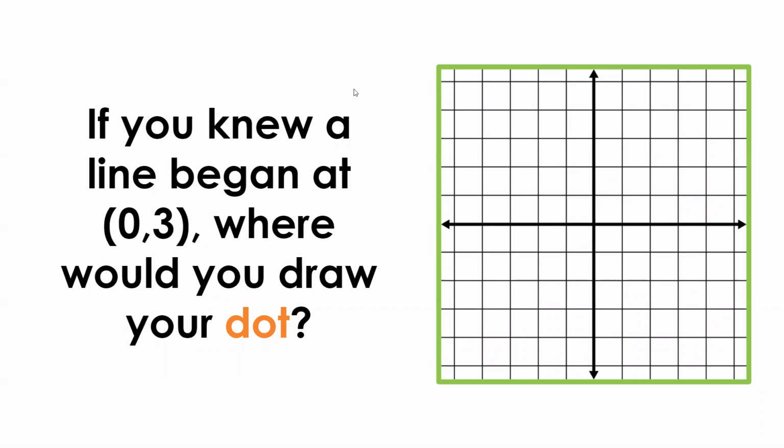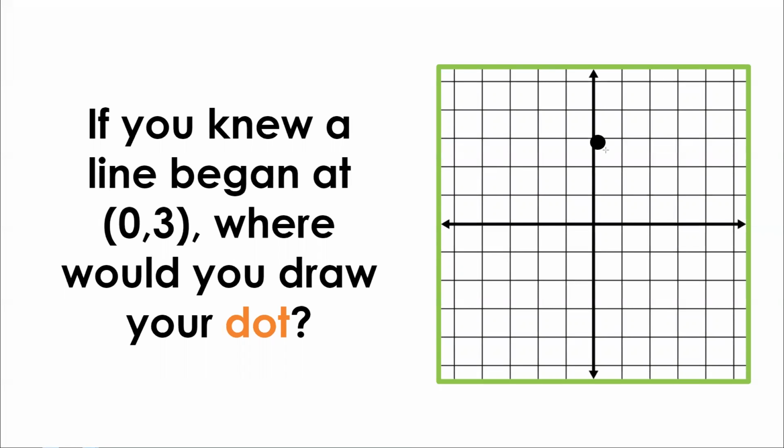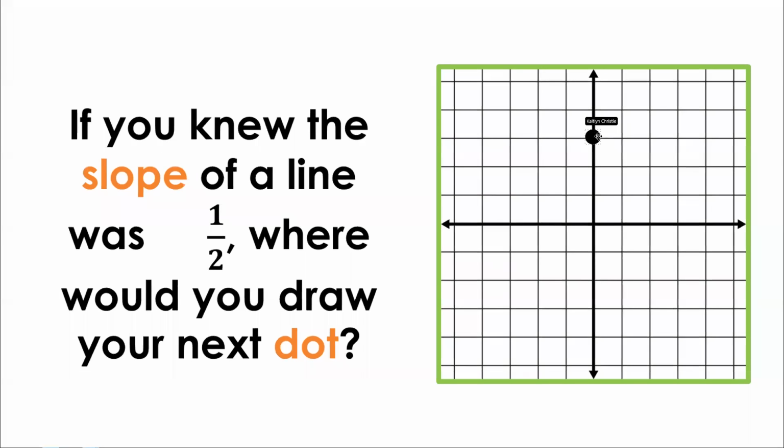So if you knew that a line began at 0, 3, where would you draw your first dot? Hopefully you answer 0, 3. So we go over 0, so we're still at 0, 0. And then since that's a +3, we go up 3, because that's for our y. And so our first dot is right there. Let's move that so it's a little more centered.